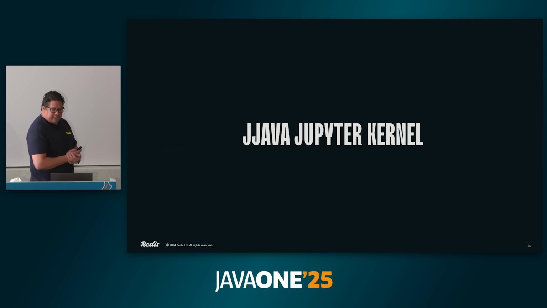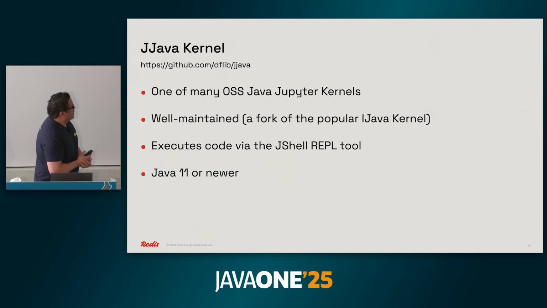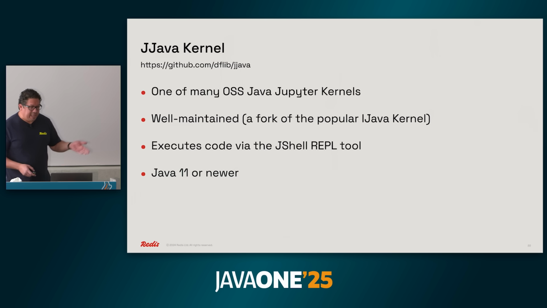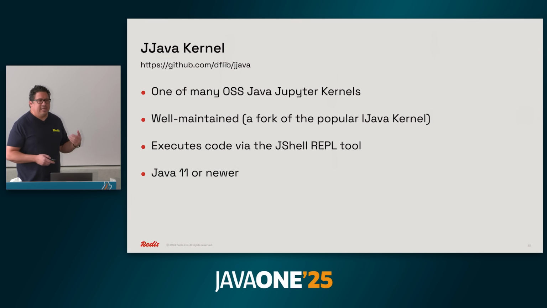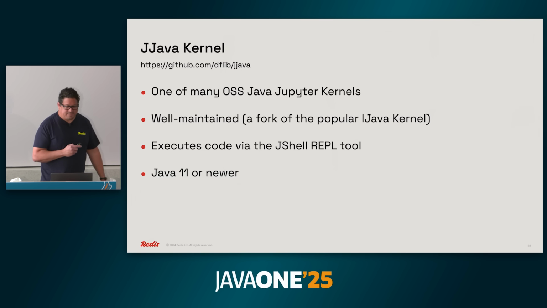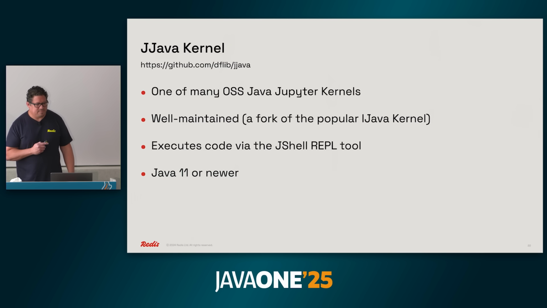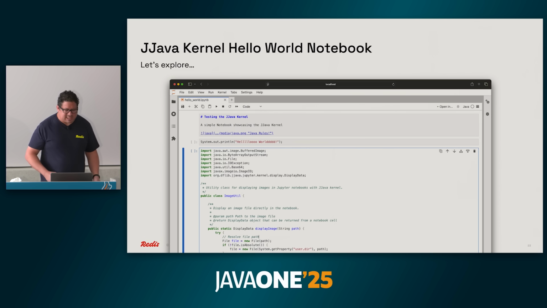All right, so let's talk about the JJava Jupyter kernel. So again, one of the many OSS Java kernels. It is really well maintained. Executes via JShell, which is basically how everything interactive in Java works nowadays. And it requires Java 11 or newer. All right, so let's explore.